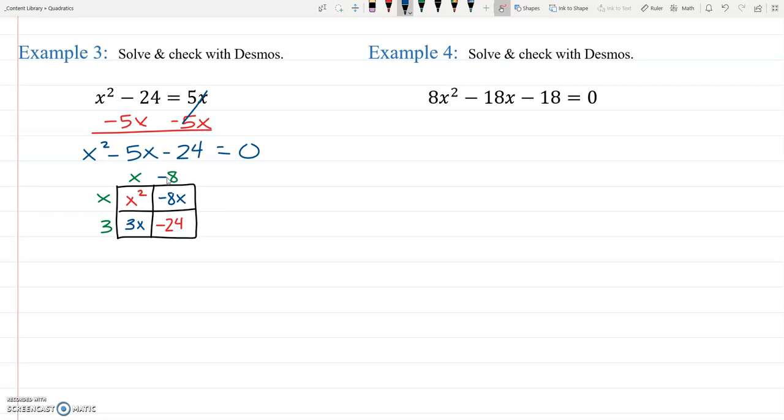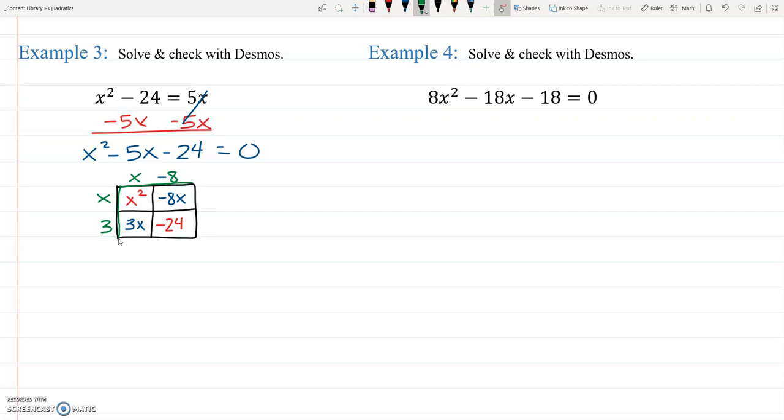So just real quick, here's what we did, just so we're clear. We figured out that this guy times that guy equals x squared minus 5x minus 24, which is in the middle. And that's what factoring is, taking something and breaking it down into two things that multiply together.